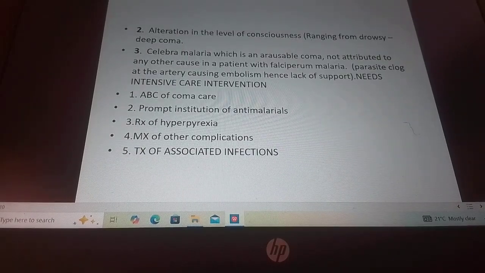Then alteration in the level of consciousness. This will range from drowsiness, once you start feeling drowsy, to deep coma. That is how severe it can be and how fatal it can be. So you must be able to manage them correctly.